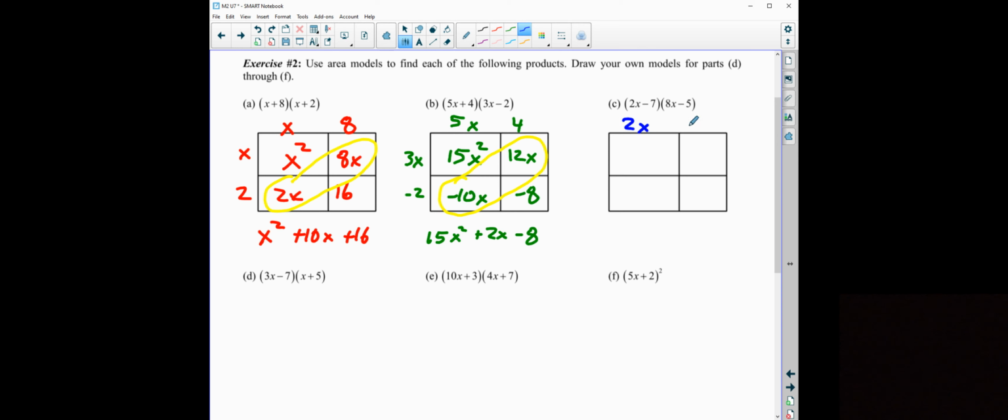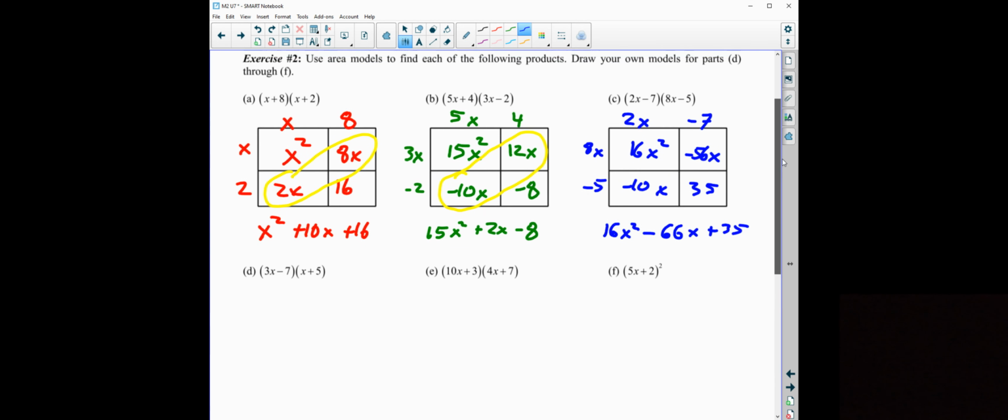I'm going to put 2x minus 7, 8x minus 5. And let's do the multiplication. 16x squared minus 56x minus 10x plus 35. A negative times a negative is a positive. Oh, these numbers are bigger, but they're not bad. 16x squared. Along this diagonal, 10 is easy to combine with. That's negative 66x plus 35. That was definitely harder.